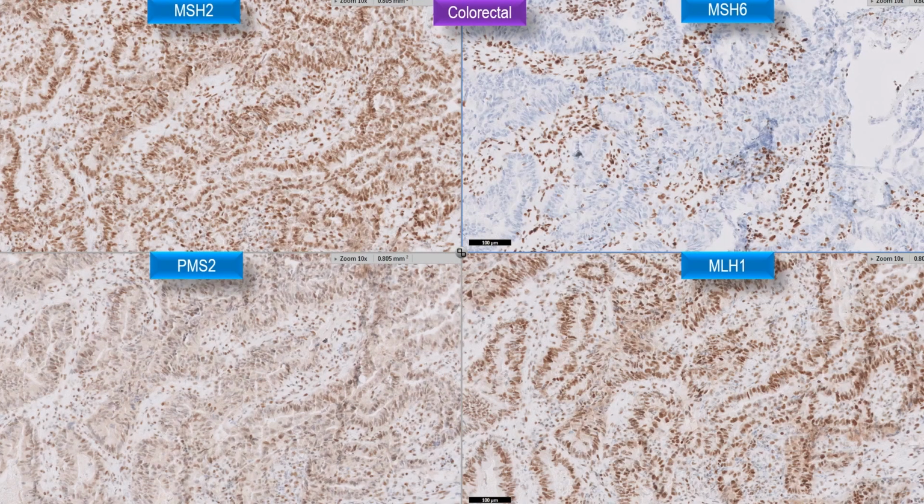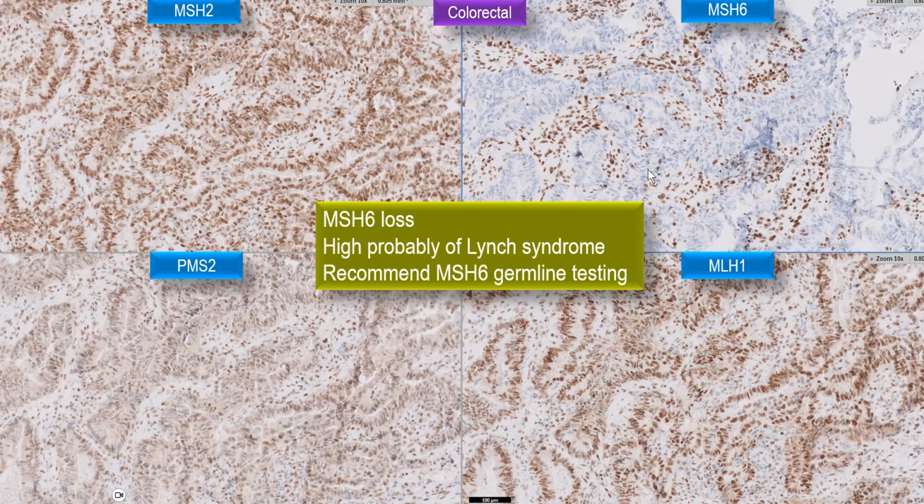All right, so here's another case. These three look intact here, but we have clear loss of MSH6 with, again, a good internal control, stromal cells, lymphocytes. And so the rule for most of the other ones is if you have loss, it's higher probability. It's still not definite. You have to do the germline testing. It's more likely than the MLH1 to actually be syndromic.